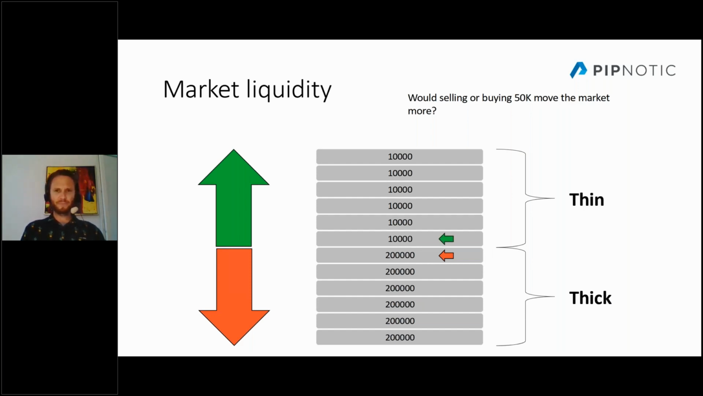But if I come in and I look to buy, in order to fill this 50,000 unit order, the first 10 is filled at spot plus 1, the second at spot plus 2, plus 3, plus 4, plus 5. And so in order to get my order filled, I have to accept a worse price.